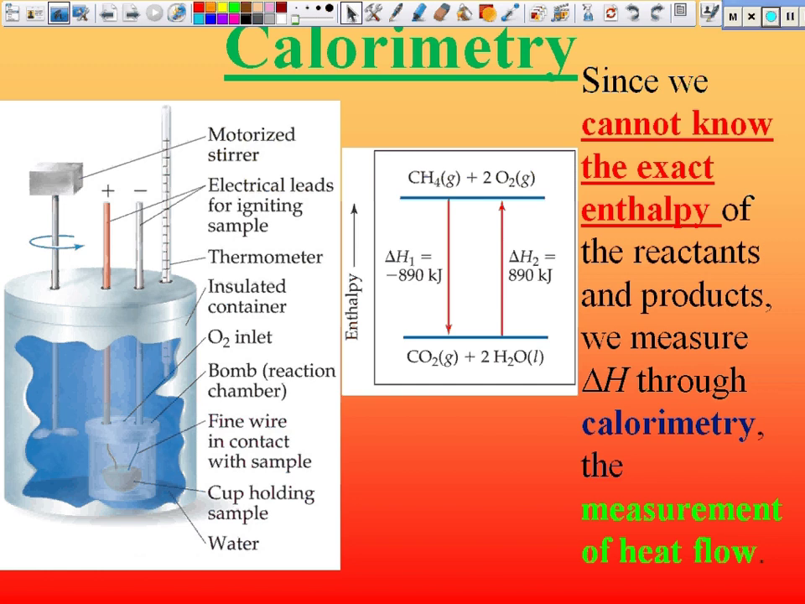So calorimetry, since we cannot know the exact enthalpy of reactants and products, we measure delta H through calorimetry, which is the measurement of heat flow, and here's why. Can you technically take a temperature recording device and put it on a reaction? You can? On the reaction. Yeah, but where do you know where the reaction is going on? It's so small you can't tell what's going on.